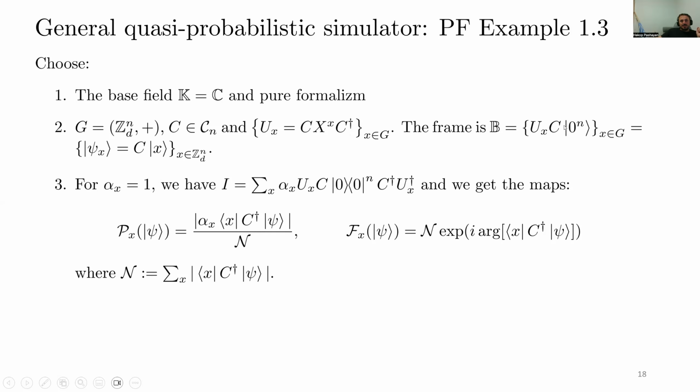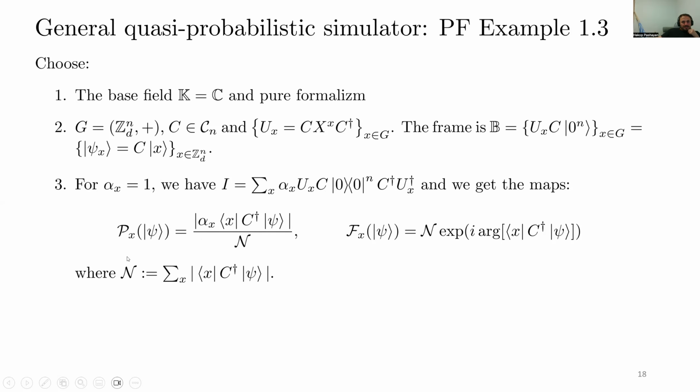And so the frames are going to be basically the computational basis acted on by C. Because as you can see, when U_x acts on C, this dagger cancels that one, and then you get a computational basis, and then it's rotated. So these are the frame elements, and of course set alpha to 1, and this equation is going to be satisfied because you're summing over a computational basis, and we get these maps.